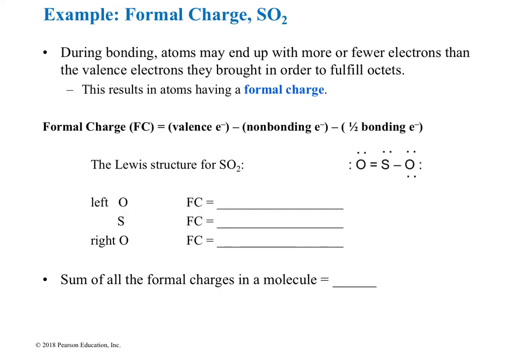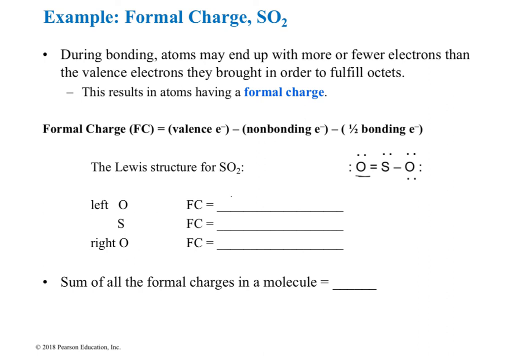Okay, so we're going to practice for SO2. Here's the Lewis structure. Here's one of the resonance forms. So for that left-hand oxygen, I'm going to take my number of valence electrons from oxygen, 6, minus how many non-bonding electrons, 1, 2, 3, 4, minus how many bonds, 1, 2. So 6 minus 4 minus 2 equals 0. So that left oxygen has 0.